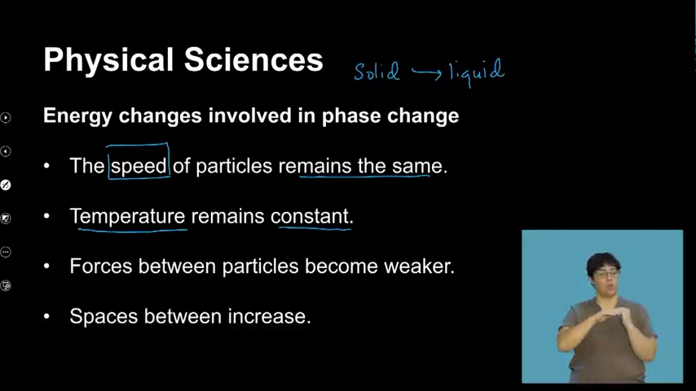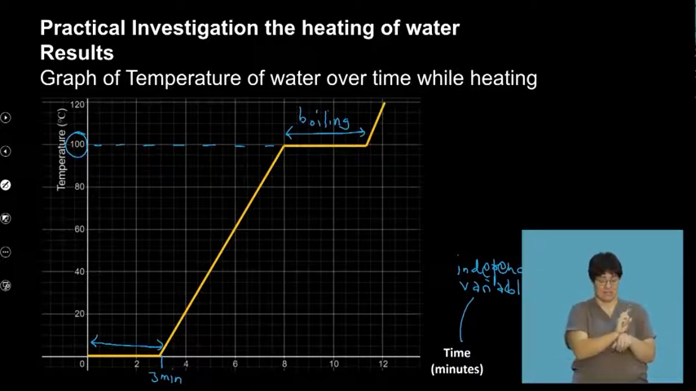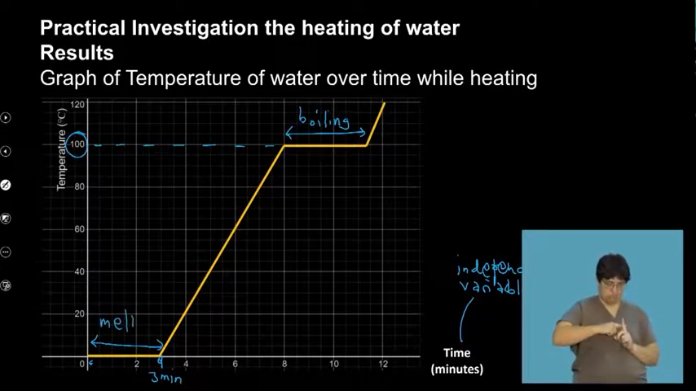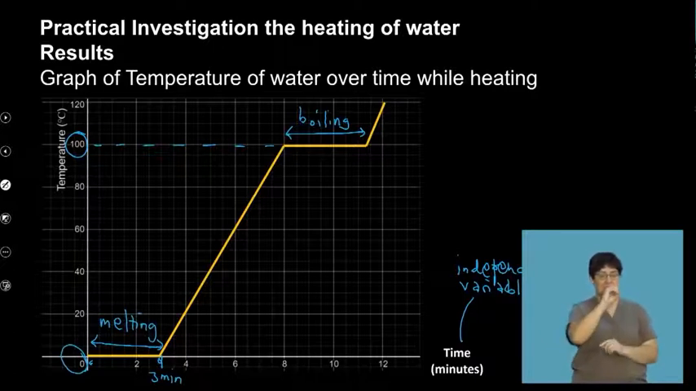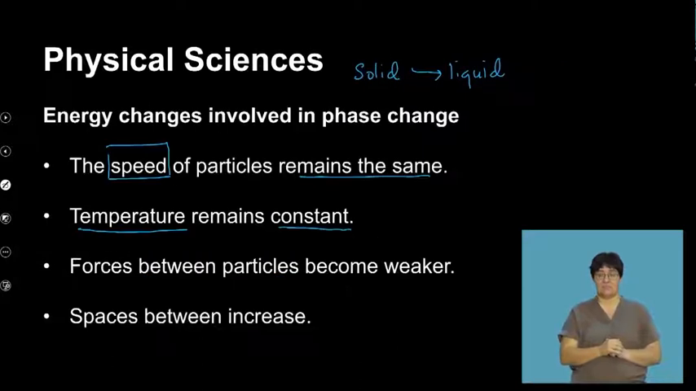So if I can quickly go back to the graph, you see within the first 3 minutes, what is actually happening? Temperature remains the same. That was the melting that was taking place. So the process of melting took place, okay? And you see that this occurred at a temperature of 0 degrees. So the temperature of this substance, which is water, did not change in the first 3 minutes, right?